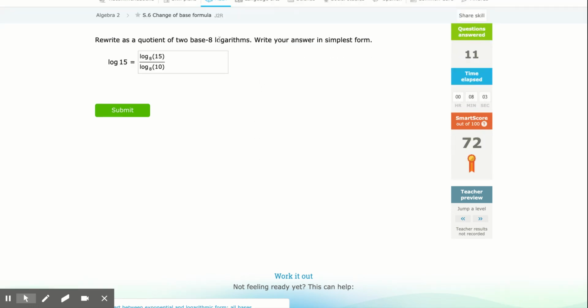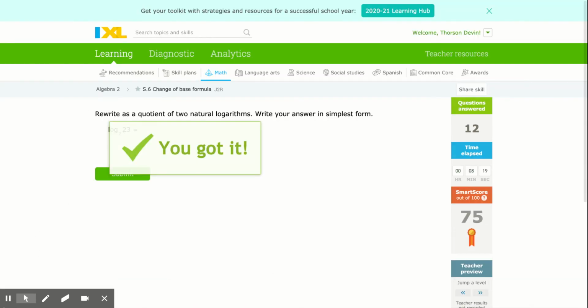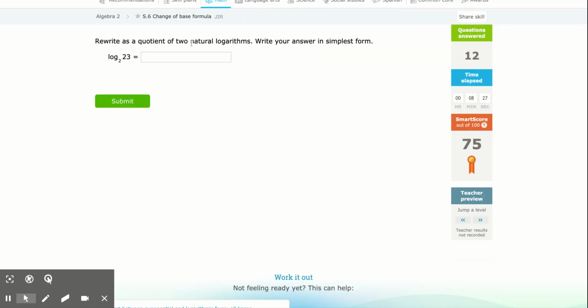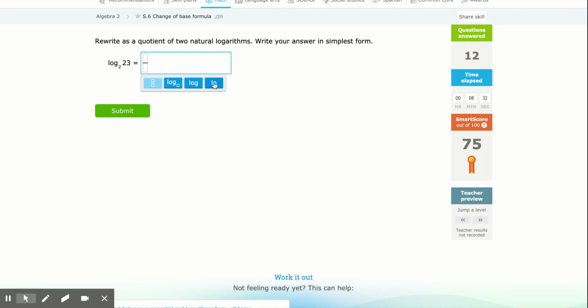Here's another one where they have us do it in base 8. So again, they're taking log base 10 of 15, converting it to two logarithms base 8. Log base 8 of 15 over log base 8 of 10, because the base of our original logarithm was base 10. Here's the first one where they have it done in a natural logarithm. So now they're letting you do it in base e, ln of 23 over ln of 2. And that's how you say it, ln, the natural logarithm, just ln of 2. So I changed the base 2 logarithm to a quotient of two base e logarithms, or natural logarithms.